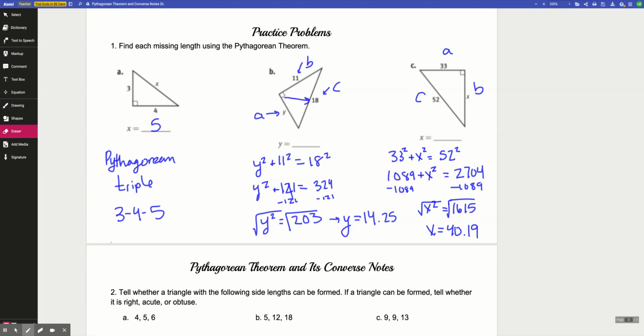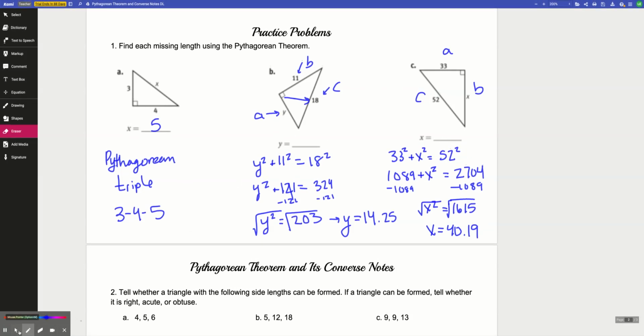I got X equals 40.19 when I rounded, plugged everything in, and solved for X there. So my formula, or plugging everything into the Pythagorean theorem, was 33 squared plus X squared equals 52 squared. You could have switched the 33 and the X. It doesn't really matter which leg you say is A and which one you say is B. The most important thing is that the hypotenuse, the longest side, the one opposite the 90-degree angle, is always C over here by itself. Okay?